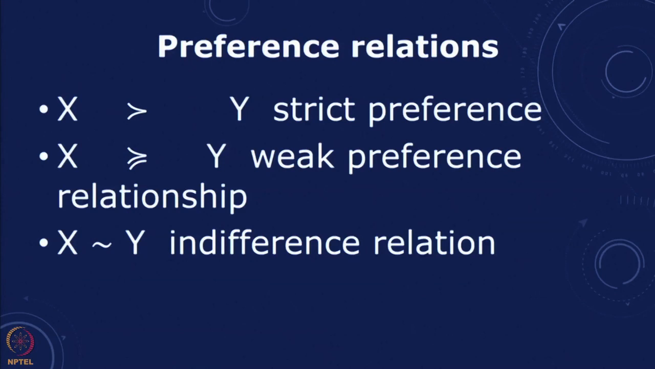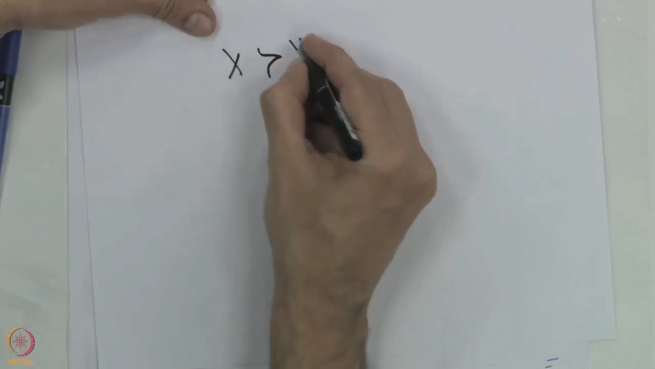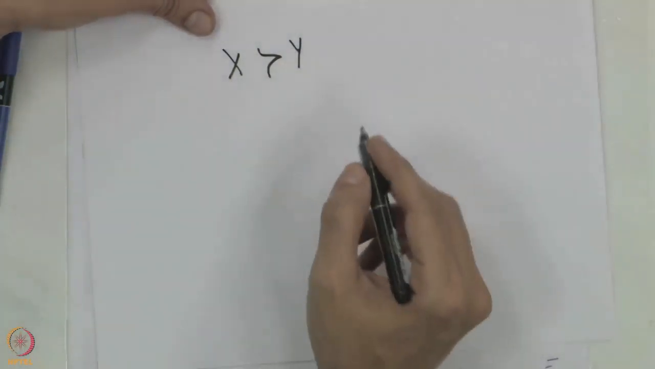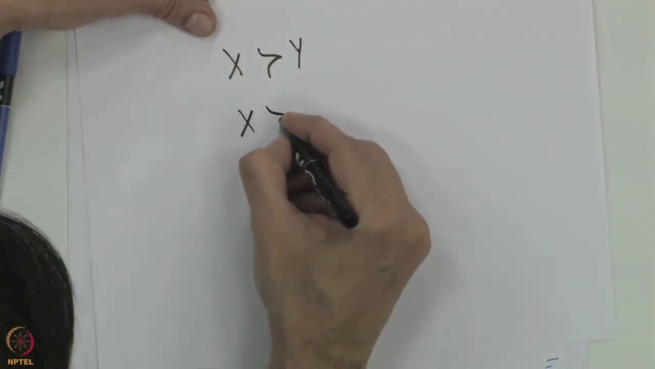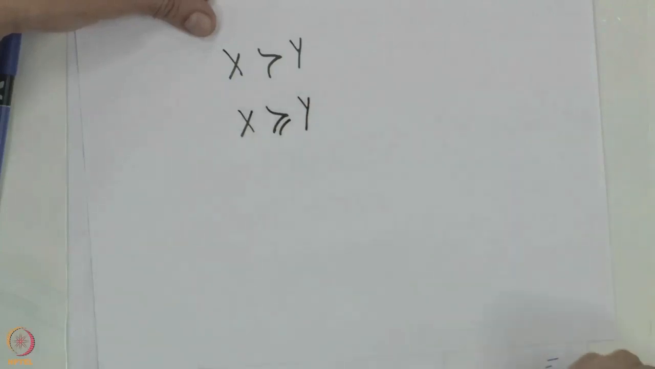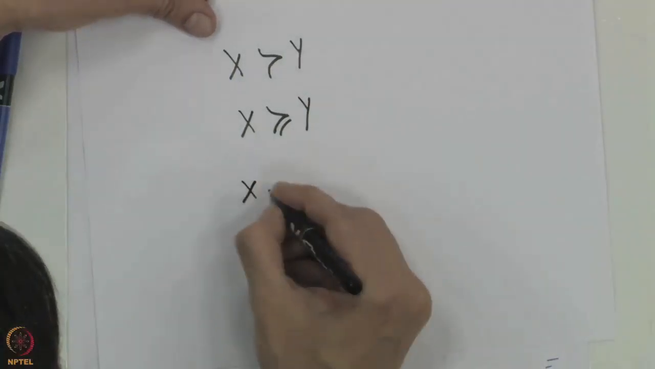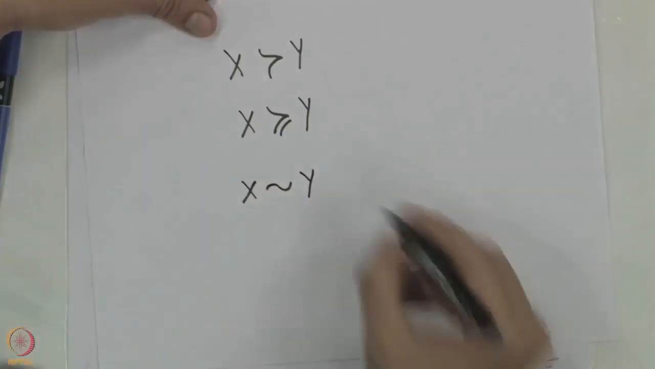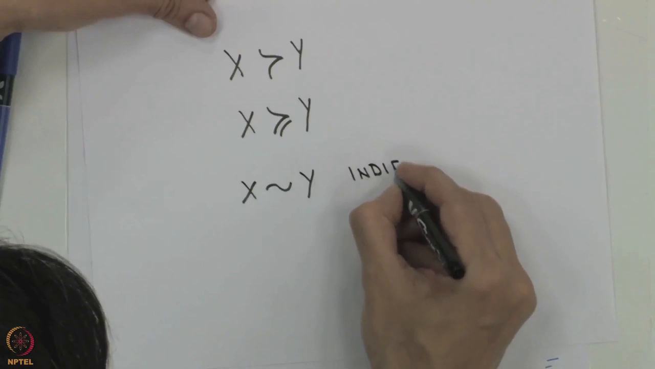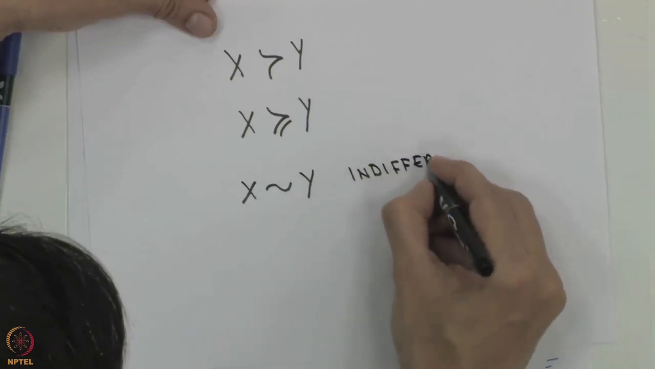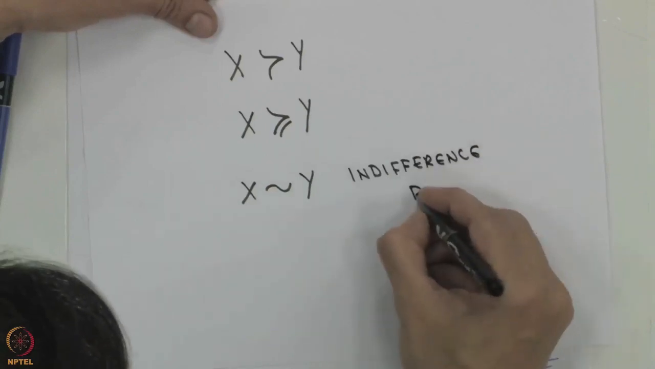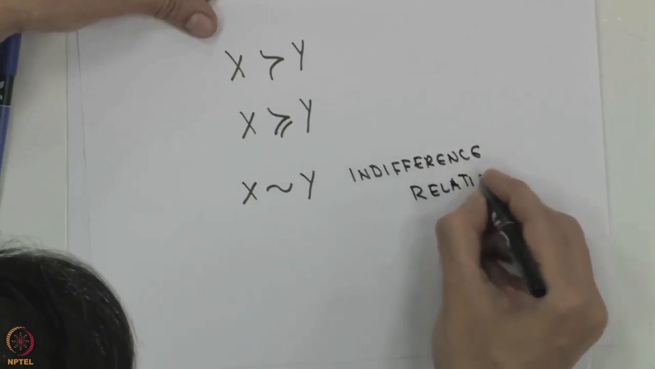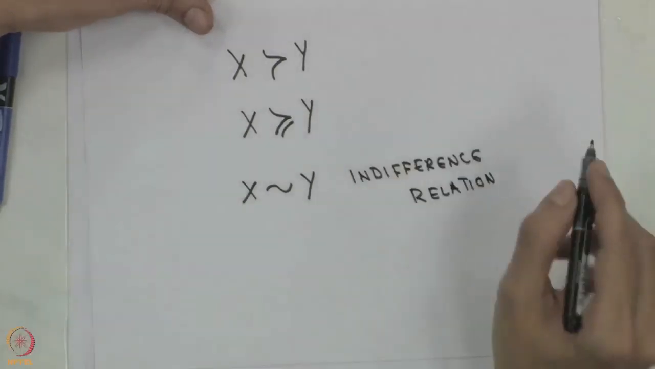So in the preference relations which we have, now we have the following possibilities. We had this sign where we talked about X preferred to Y. This is a strict preference, that means X is always preferred to Y, and a weak preference is where X is preferred to or equivalent to Y. This is a weak preference, and this is an indifference relationship, which means that the consumer feels X and Y are equivalent, and this is called indifference.